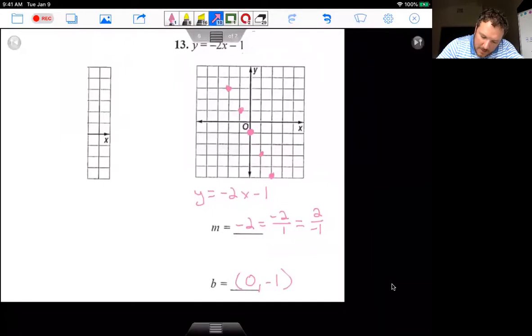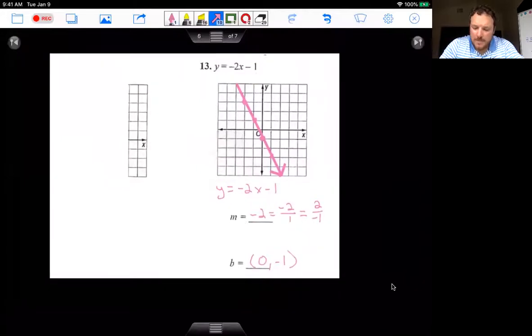And so I have my line. There we go. So I have my line. Look at it. If we're reading it like a book, it's going down from left to right. Okay, we have a negative slope, so it's going down.